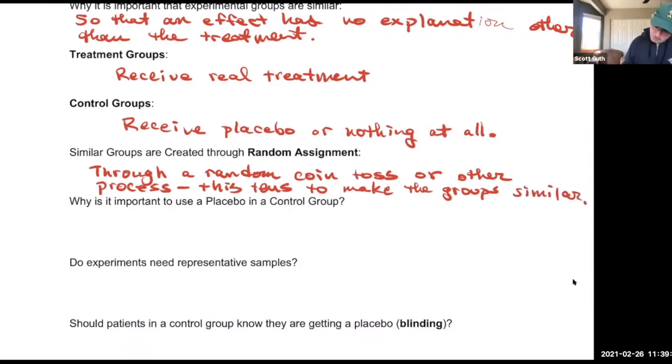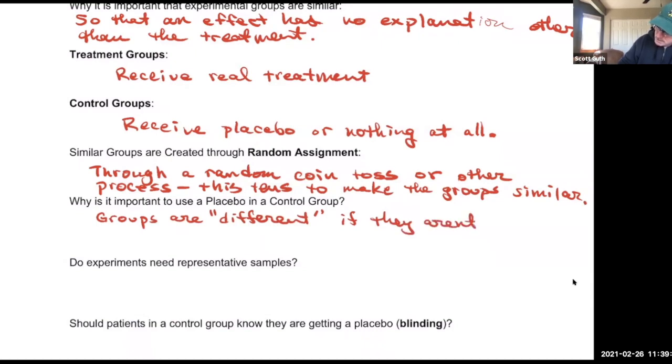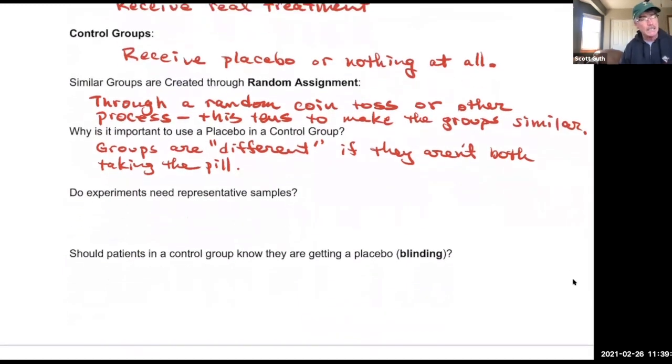Why is it important to use a placebo? Groups are different if they aren't both taking a pill. They have to have the same mental state or they're different. They shouldn't be different. We need them to both experience the same thing if we can.